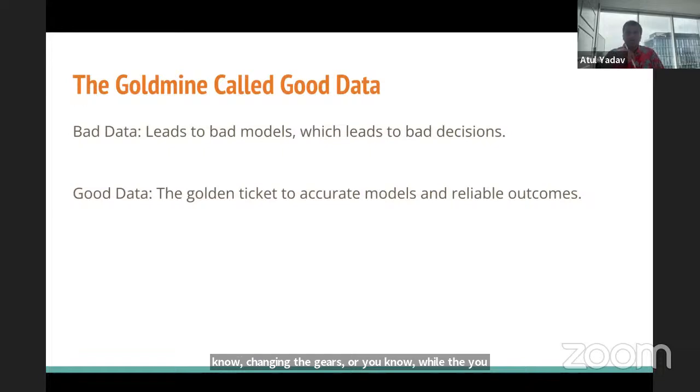Same thing is applicable with the data and the machine learning and AI models as well. Okay, so it's like garbage in and garbage out. If you put garbage in, it will give you the garbage out only. So that is the fundamental behind it, right? Correct.